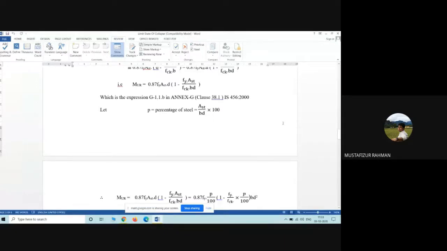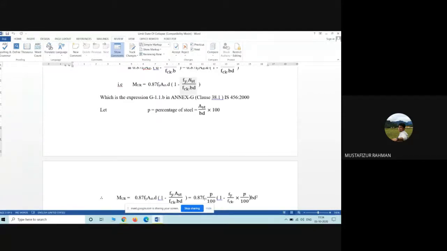Now say, what is this? Percentage of steel. This Ast is the area of steel, the amount of steel. How can we relate this amount of steel to the cross section? Cross section means the width of the beam, b, and the effective depth of the beam, small d. Ast has units of millimeter square. If b is in millimeter and d is in millimeter, then b into d is in millimeter square. So we want to relate bd with Ast. If we want to relate them, we require a non-dimensional factor.